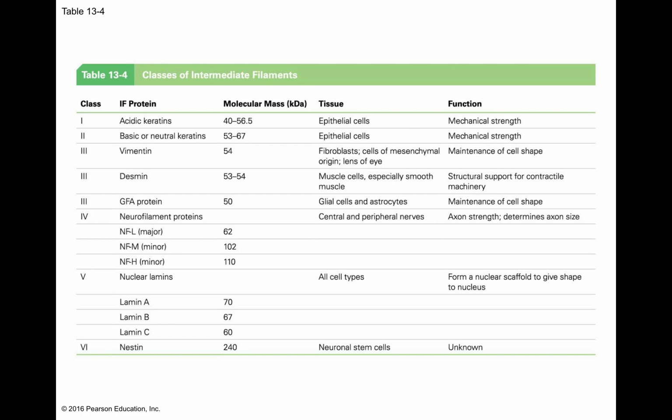There are vimentins, desmins, GFA proteins. These are typical to different kinds of cells. Vimentins in fibroblasts, desmins in muscle cells, GFAs in glial cells, and astrocytes part of your central nervous system. There are neurofilament proteins that are typical to central and peripheral nerves.